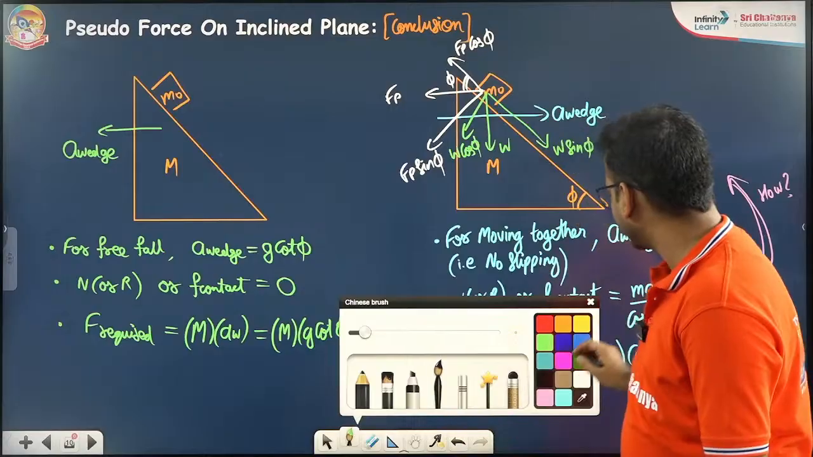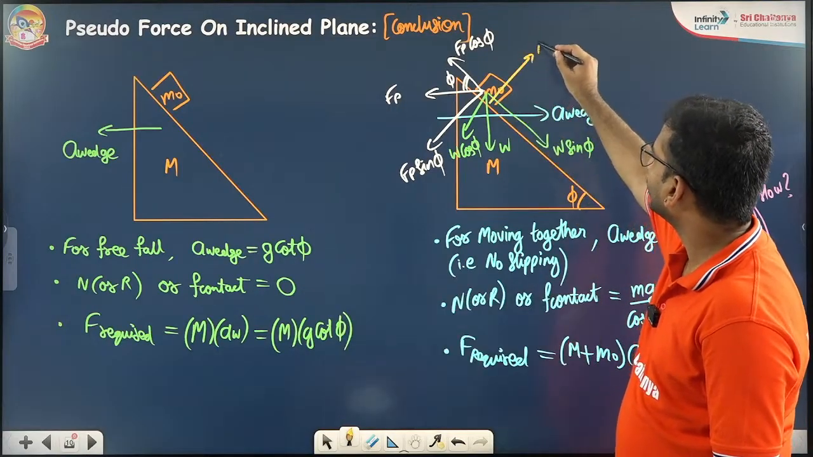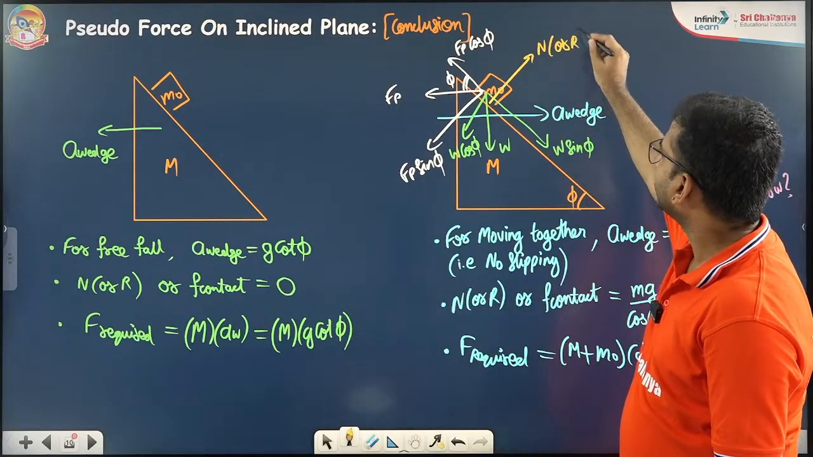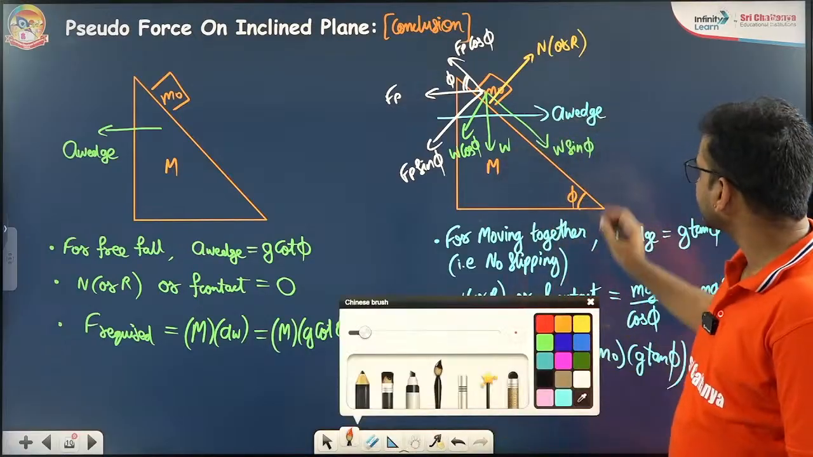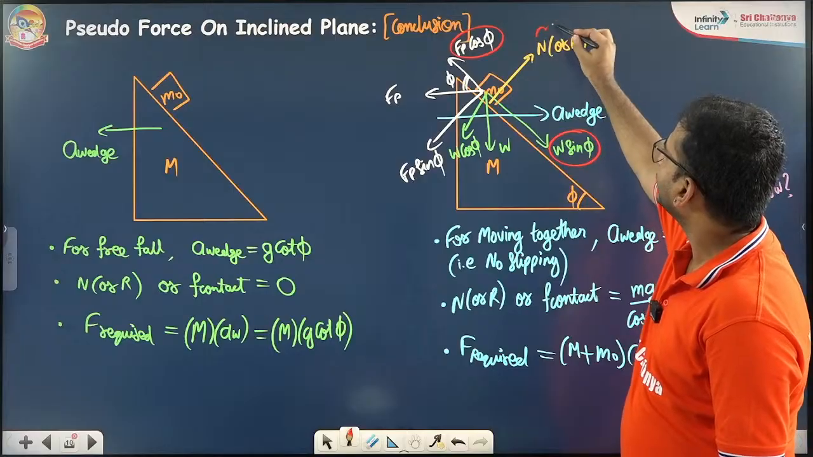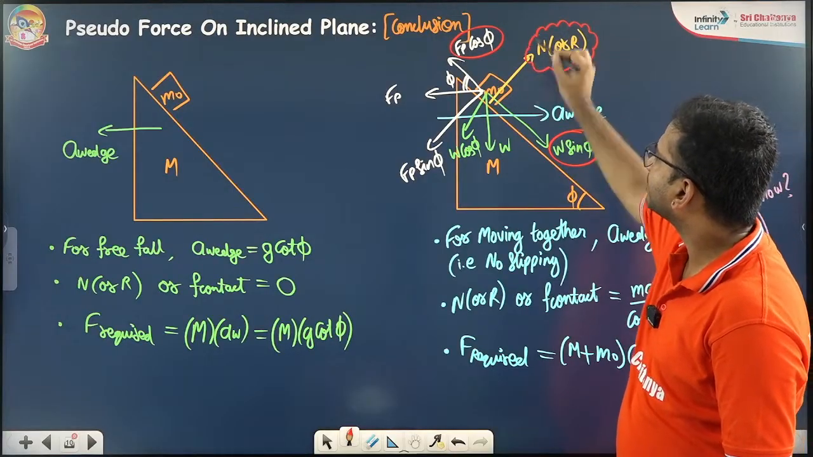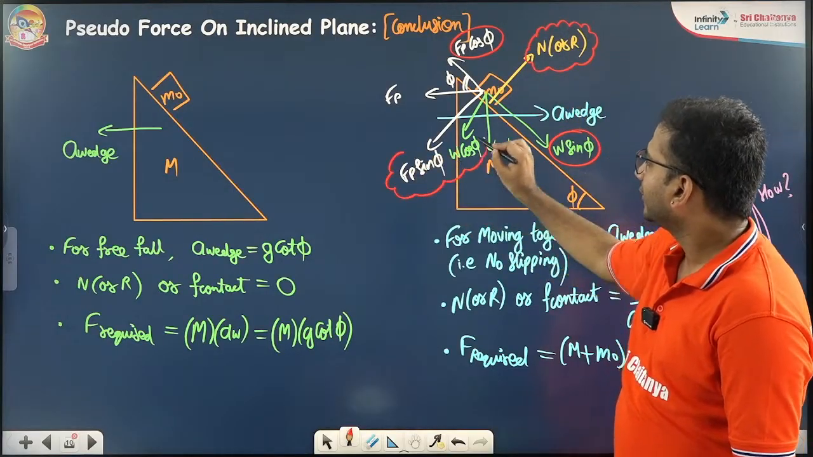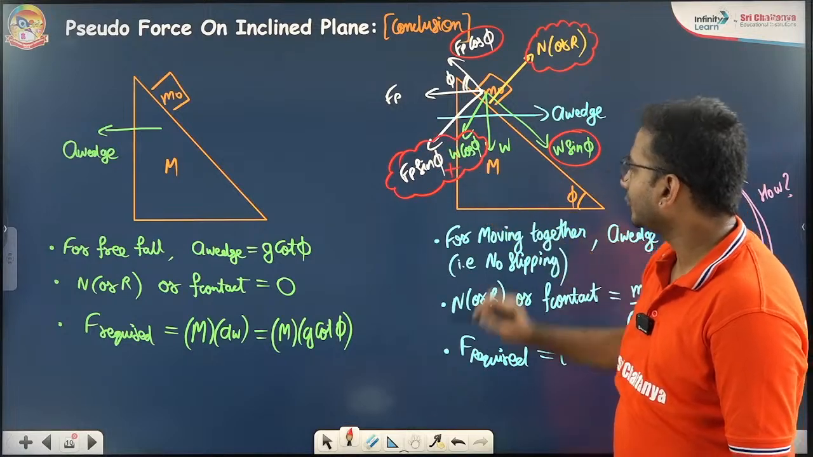Apart from that, if I denote this normal reaction N or R, so definitely for no slipping, you have balanced this W sin phi with Fp cos phi, but you should also balance the forces perpendicular to the inclined plane: Fp sin phi plus W cos phi.